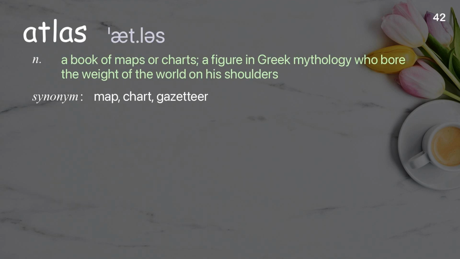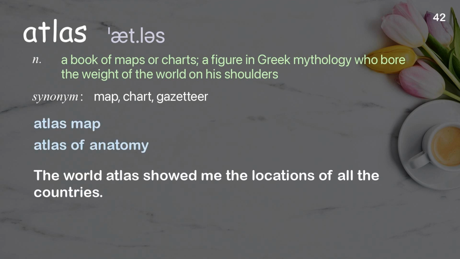Atlas. A book of maps or charts, a figure in Greek mythology who bore the weight of the world on his shoulders. Examples: Atlas map, Atlas of anatomy. The World Atlas showed me the locations of all the countries.